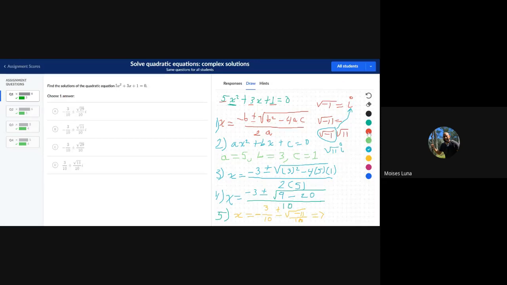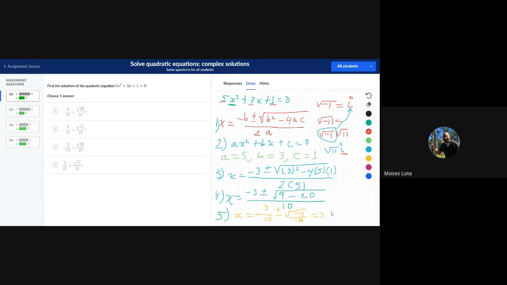It's very important, guys, that you write this i outside this root. You need to make sure that you hit the tab or whatever you need to, so that this number is not inside the square root, because that wouldn't make sense. It wouldn't make sense to the computer or in math. So the square root of 11, i. All right? And so that's what you need to do to further simplify this.